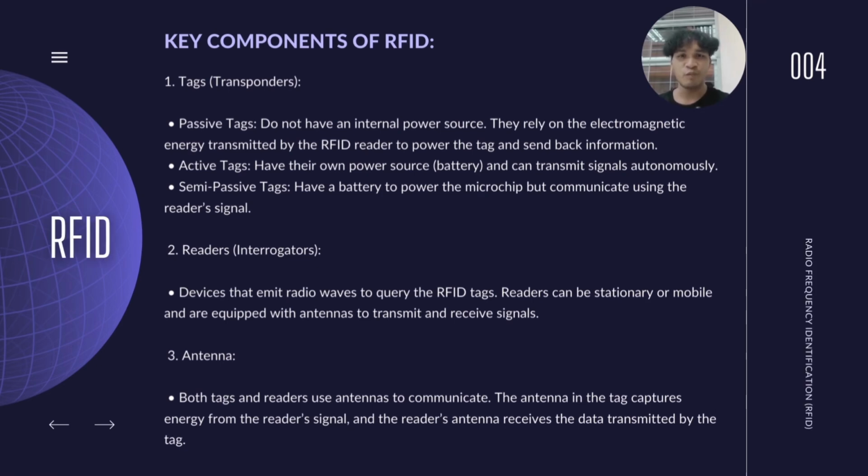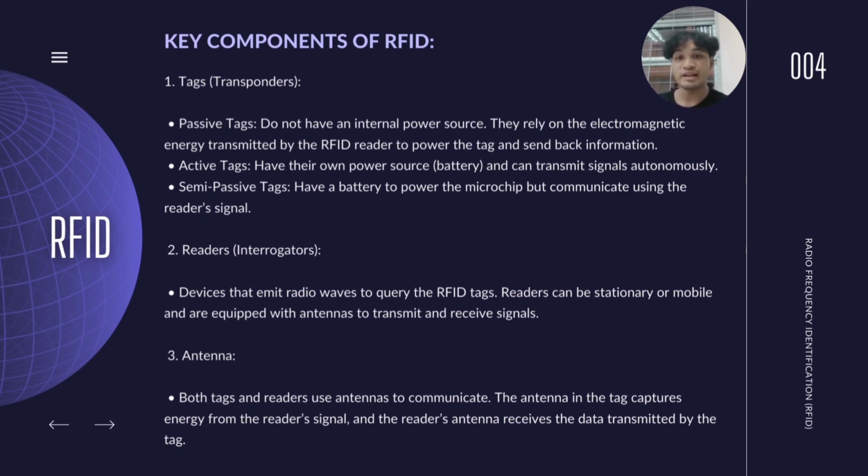Let's move on to the key components of RFID. So here we have three main key components of RFID. The first one is tags, which is a transponder. We have passive tags, which do not have an internal power source, so they rely on the electromagnetic energy transmitted by the RFID reader to power the tag and send back information. Active tags have their own power source, which is a battery, and can transmit signals autonomously.